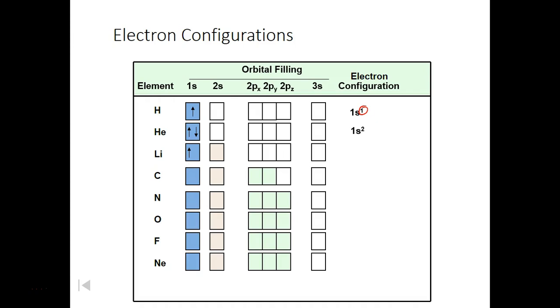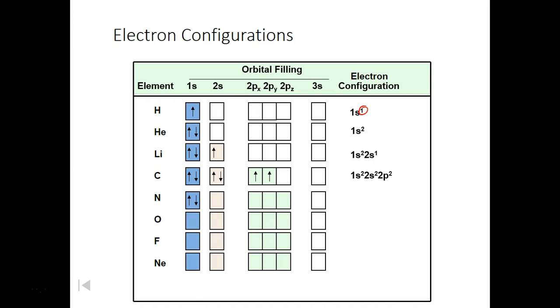Lithium's Li, and it's 3 electrons. We go 1, 2, and since we're full here, we've got to go up to the next row, and that's where we go to 2s. So 1s2, 2s1. Carbon's going to have 6. We go 1, 2, 3, 4, 5. Now remember, each orbital gets its own electron before we start pairing up. That's why that last electron here goes into this box. 1s2, 2s2, 2p2.